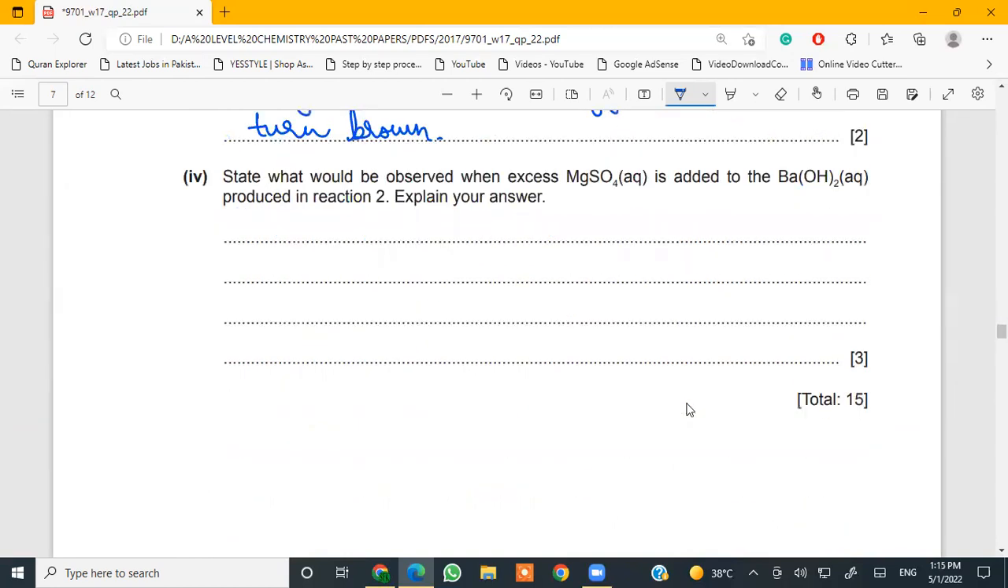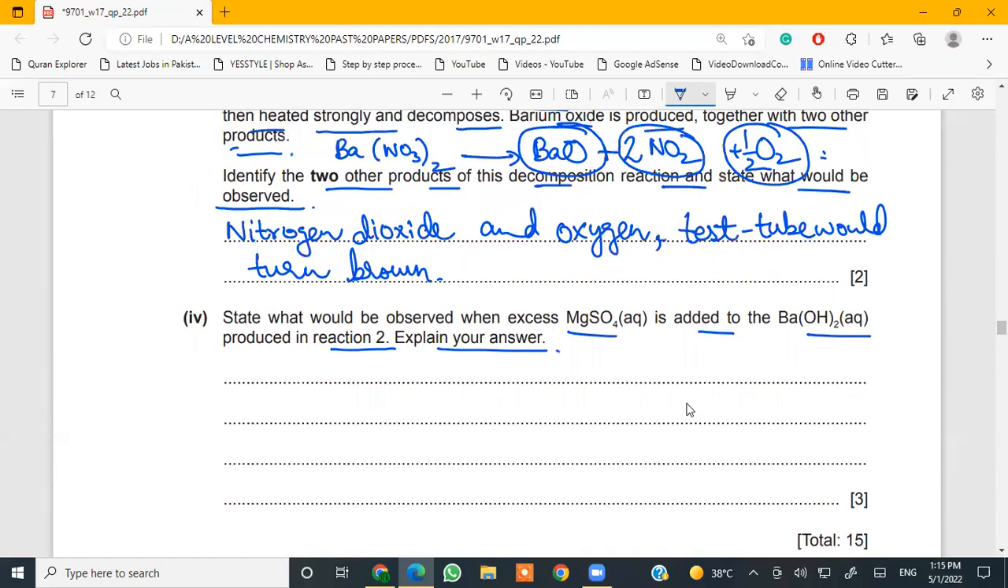State what would be observed when an excess of magnesium sulfate is added to barium hydroxide, produced in reaction 2, and explain your answer. So what would be observed when an excess of magnesium sulfate is added to this? You guys know magnesium sulfate provides sulfate, and sulfate when it reacts with barium would give you barium sulfate. Barium sulfate is a white precipitate, whereas magnesium hydroxide is also a partially soluble solid, right? So the solution would turn cloudy, correct? So a white precipitate would be formed of barium sulfate, which is actually insoluble, and magnesium hydroxide is also partially soluble. Okay, so what would be observed when it is added, right?